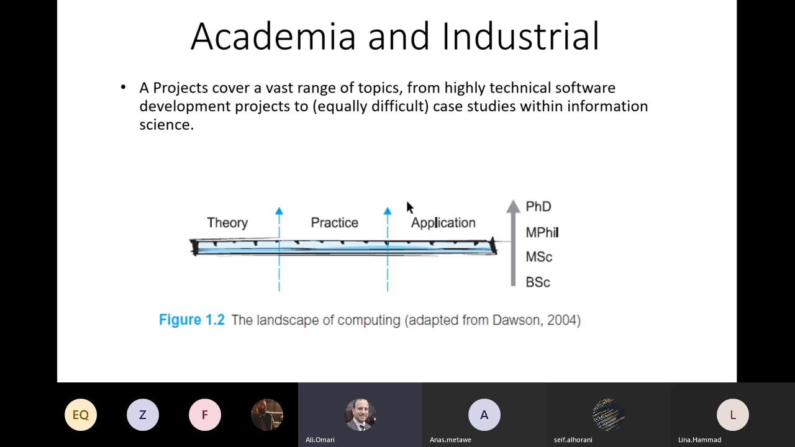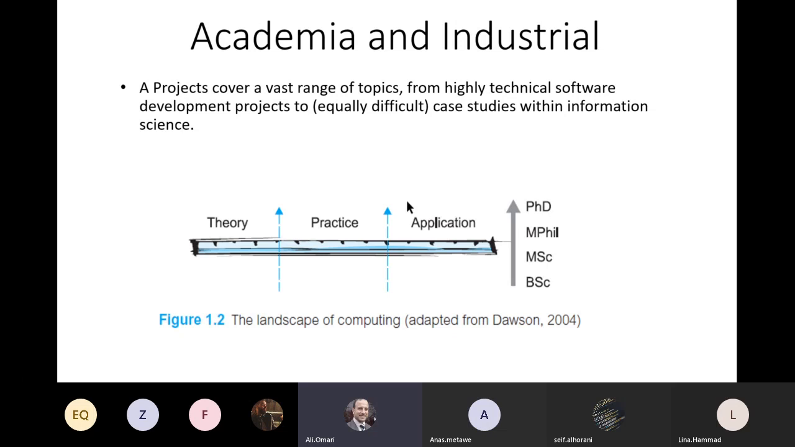This represents computer science and the level of research involvement and the type of the project, how you do it. First you start from theory, then practice and application, which is the software area where you have the information, how to store the data, how to manage the data, and all the soft skills in computer science.